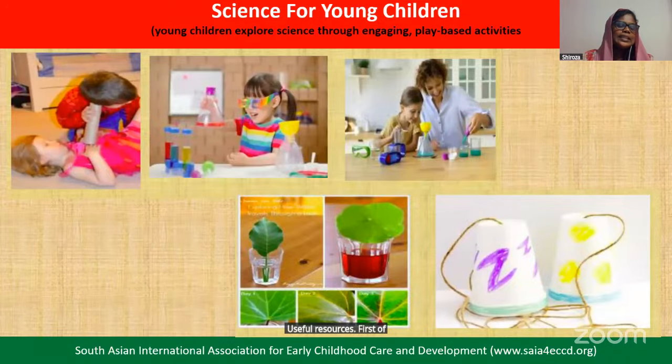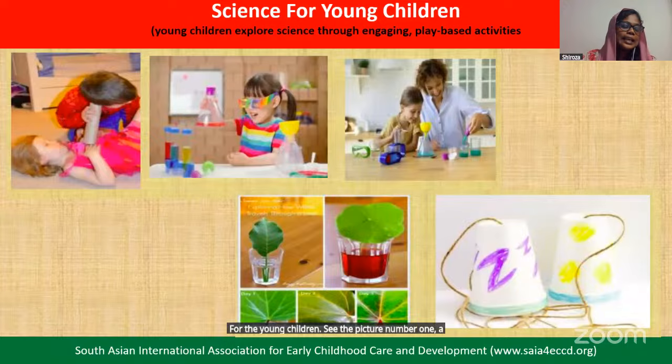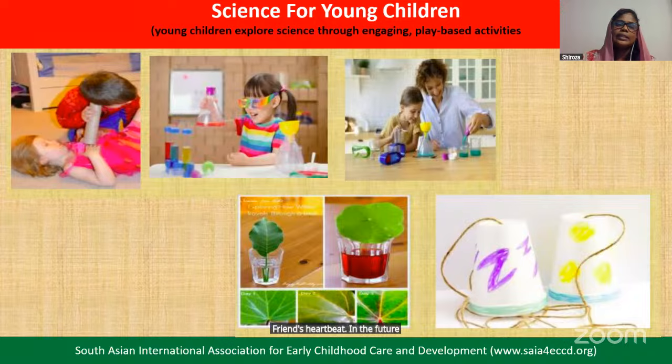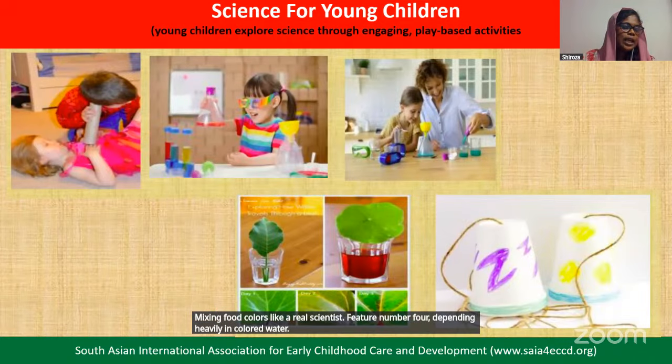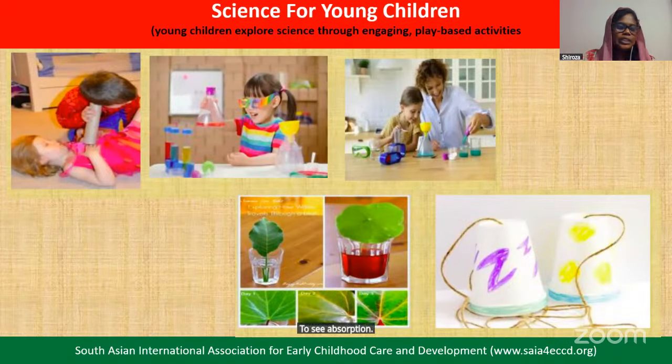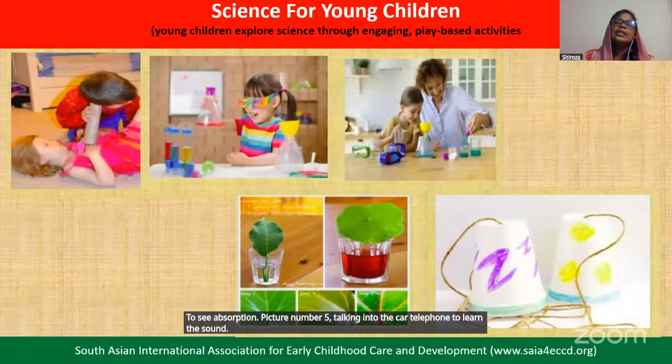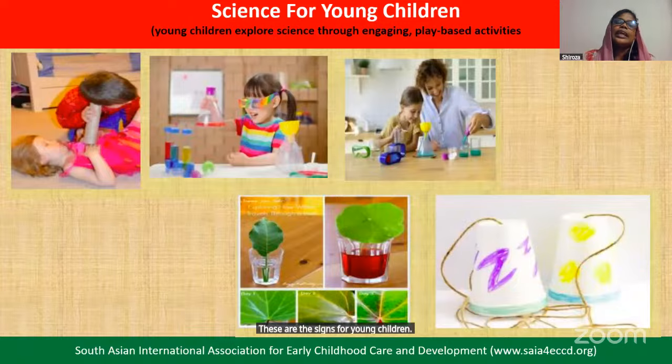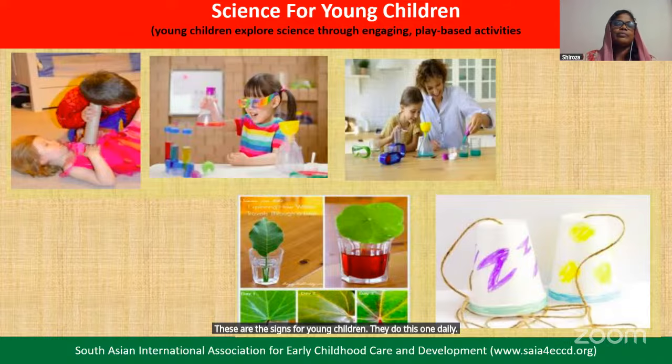First of all, we see the real example of science in action for young children. See picture number 1: a child is checking a friend's heartbeat. Pictures number 2 and 3: mixing food colors like a real scientist. Picture number 4: dipping a leaf in colored water to see absorption. Picture number 5: talking into the cup telephone to learn about sound. These are science for young children. They do this in daily life.